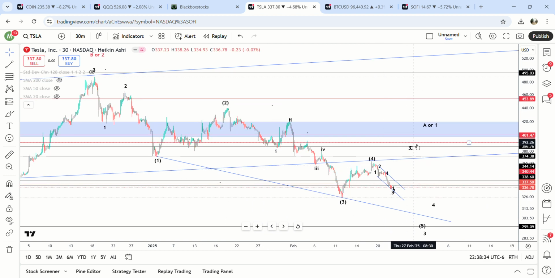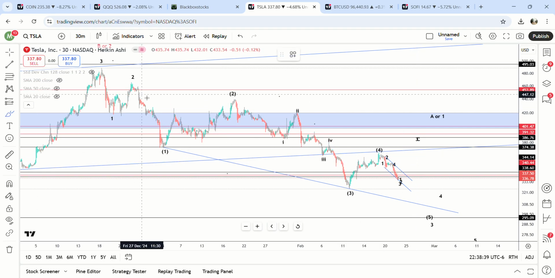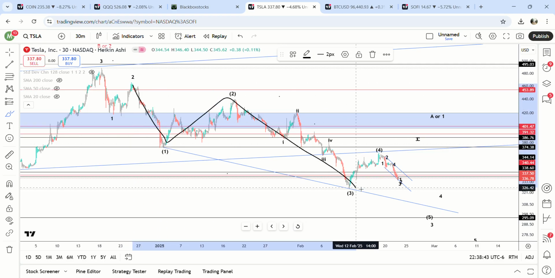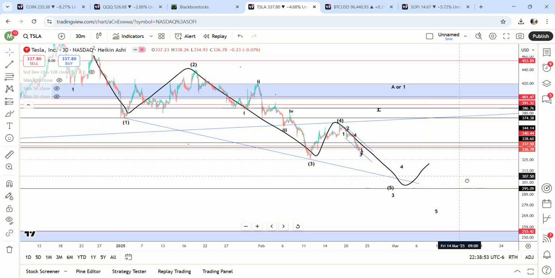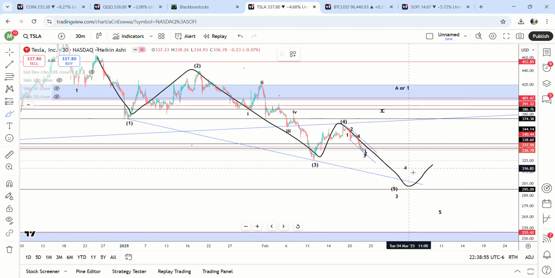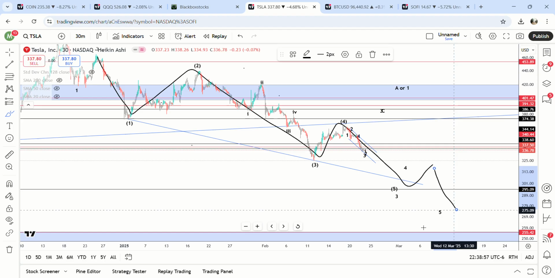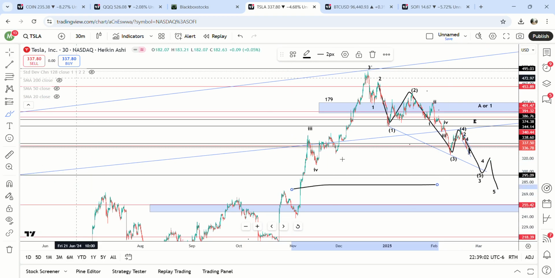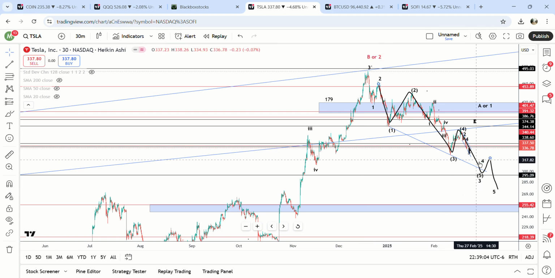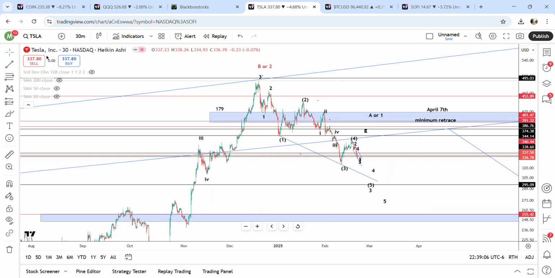I'm still going to be watching this count for a B wave higher. But if this bear count were to work out, since the market is likely to go back down more, it would look like this. That would just be wave 5. We would likely bounce to like 315, 320. And then we would get a 5th wave down to 275. Now, why 275? Because that is the only support we have for moving averages now.